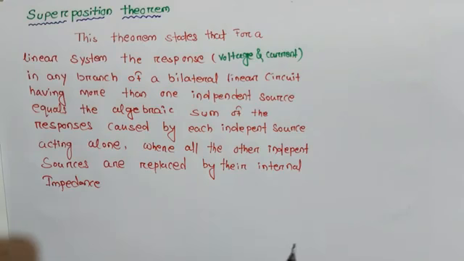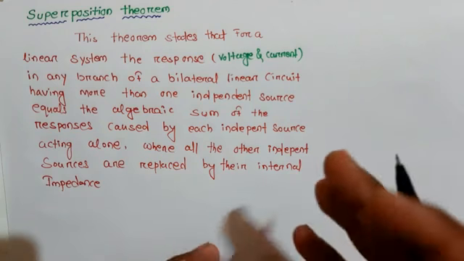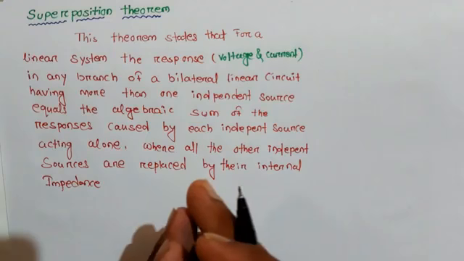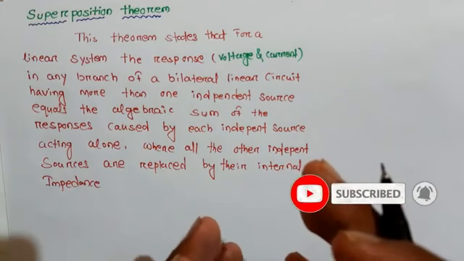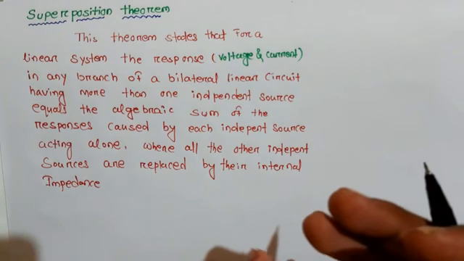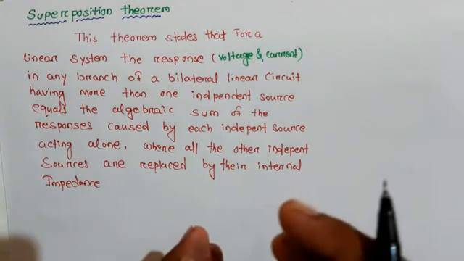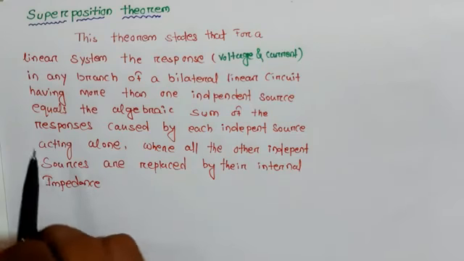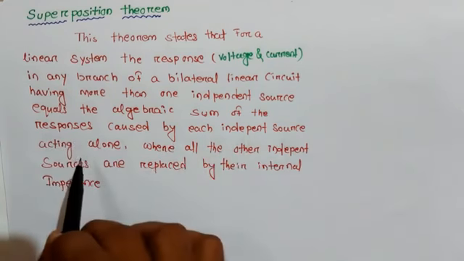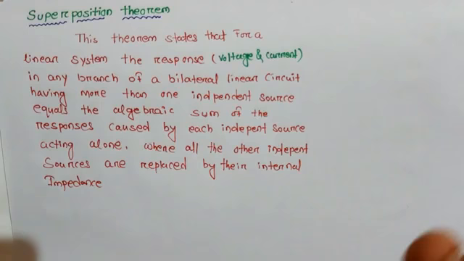This theorem states that for a linear system, the system which has linear behavior, the response, either voltage or current, in any branch of a linear bilateral circuit, meaning a circuit that contains resistor, inductor and capacitor, if any branch has more than one independent source, is equal to the algebraic sum of the responses caused by each independent source acting alone, where all the other independent sources are replaced by their internal impedance. Let's clearly analyze this statement.